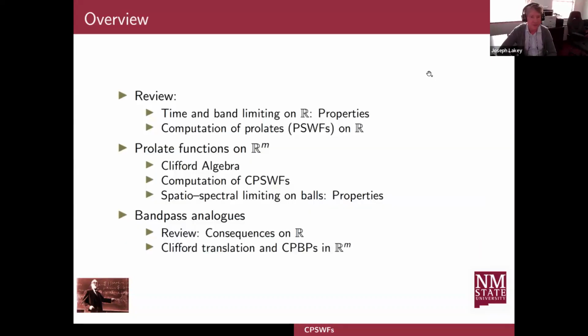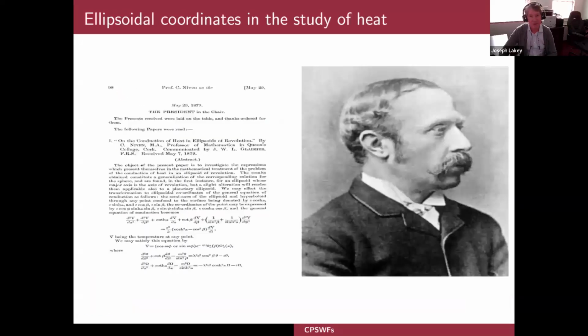Okay, so this is just an outline of the talk. I will review time and band limiting on the real line and how prolate functions, prolate spheroidal wave functions, are computed for certain parameters. Then I will talk about the case of Euclidean spaces. And then at the end, I will talk about some analogs for the bandpass case.